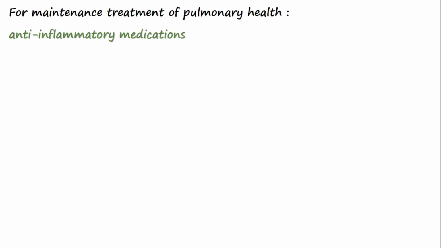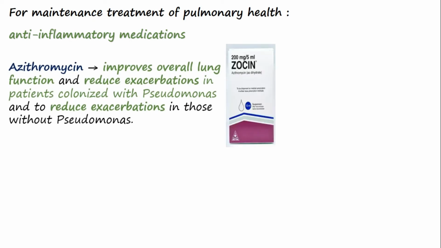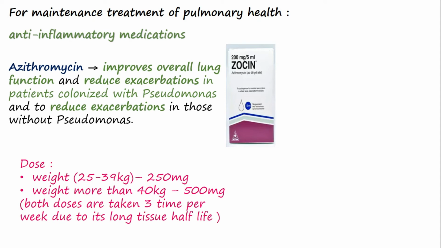Besides the airway clearance routine, anti-inflammatory medication has an important role in the maintenance treatment for pulmonary health in cystic fibrosis patients. One of the drugs used for its anti-inflammatory effect is azithromycin. Azithromycin improves overall lung function and reduces exacerbation in patients colonized with Pseudomonas, and even in those without Pseudomonas it can reduce the exacerbation. The dose depends on the weight. If the patient is less than 39 kg, the dose will be 250 mg, and if the weight is more than 40 kg, the dose will be 500 mg. Both doses are taken 3 times per week due to its long tissue half-life.